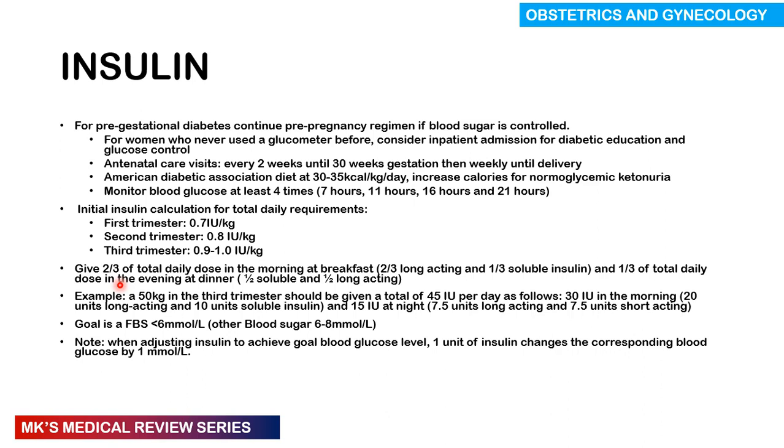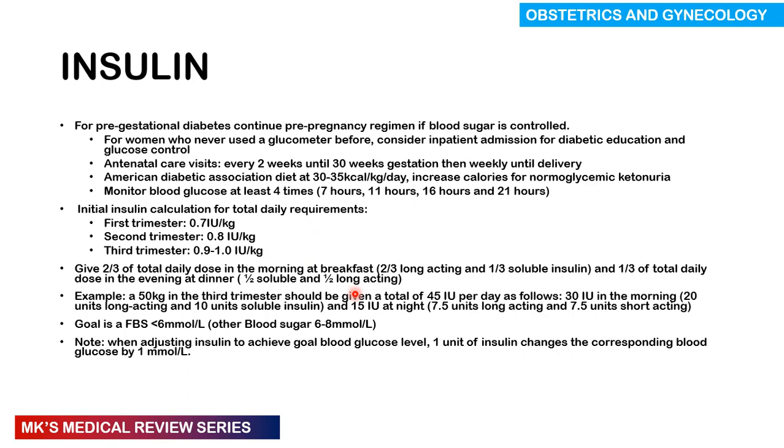Sometimes you can use the basal bolus regimen, where you give a long-acting at night with the short-acting during the day at breakfast, lunch, and supper. That works as well. So from the total dose that you have calculated, 2/3 of it will be given in the morning. From this 2/3 that is given, 2/3 will be long-acting. You can give it as neutral protamine hagedorn, or NPH. 1/3 can be given as soluble insulin. Then 1/3 of the total is given at night. So half of it is soluble, half of it is long-acting.